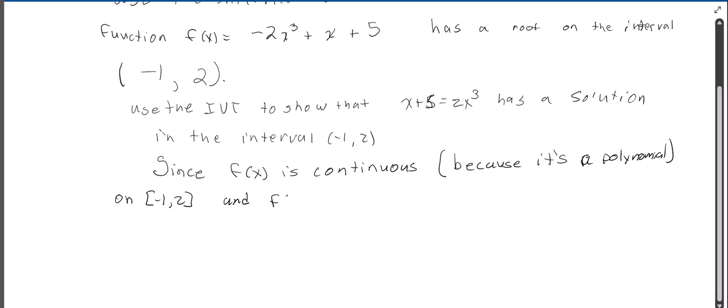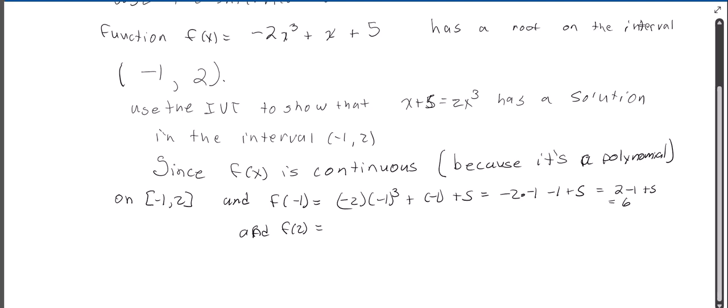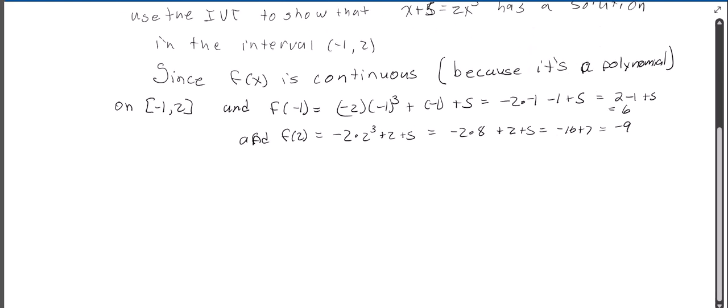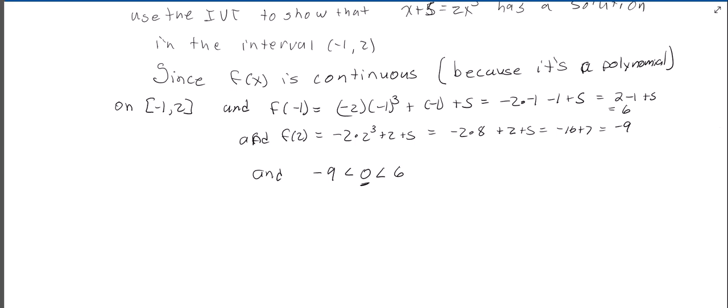and f of -1 equals -2 times -1 cubed plus -1 plus 5 equals -2 times -1 minus 1 plus 5 equals 2 minus 1 plus 5 equals 6, and f of 2 equals -2 times 2 cubed plus 2 plus 5 equals -2 times 8 plus 2 plus 5 equals -16 plus 7 equals -9, and -9 is less than 0 is less than 6. We're using 0 here because we're looking for a root.